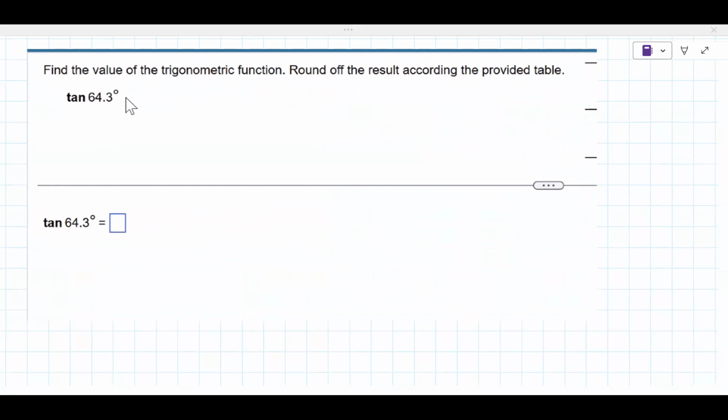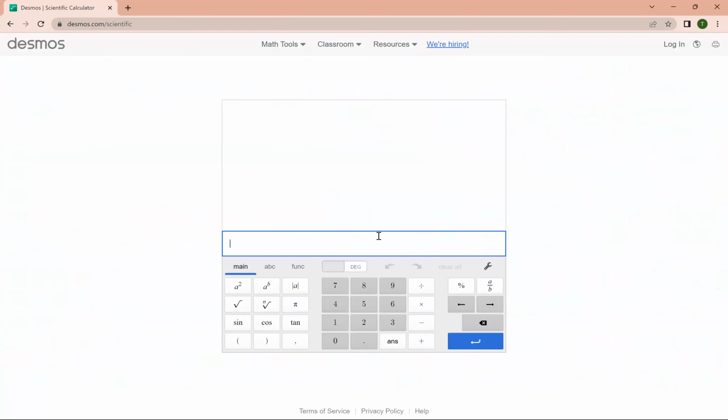So we need to find the tangent of 64.3 degrees. I'm going to share that here with you. You should see this Desmos Scientific. One of the reasons I like it is you can type it in exactly the way you see it. You don't have to mess around with things like that. You might remember this from geometry and trigonometry: you have to specify whether you're in degrees, which you are here, that's the little bubble on your problem, or radians. So this is the answer. It says to round off the result according to the provided table, which I didn't snip in, so I don't know exactly what it said there, but you're either rounding to 1, 2, or 3 decimal places.